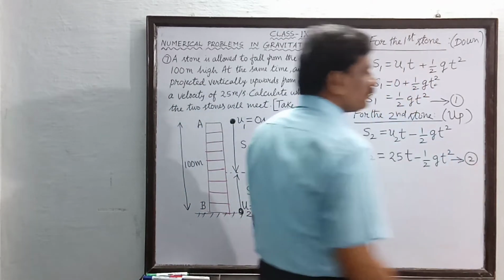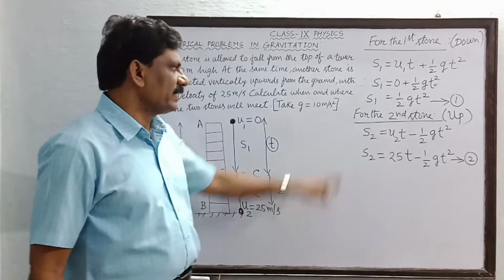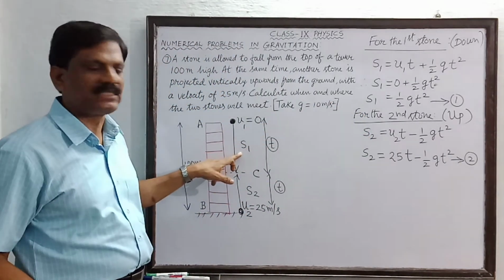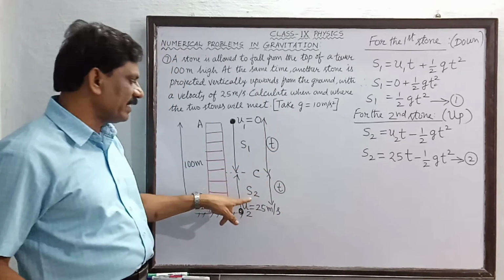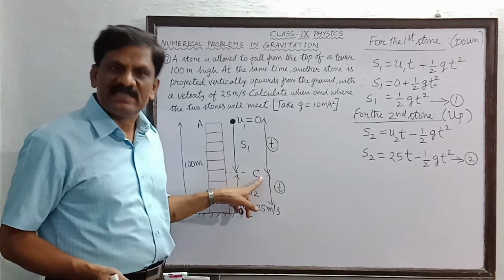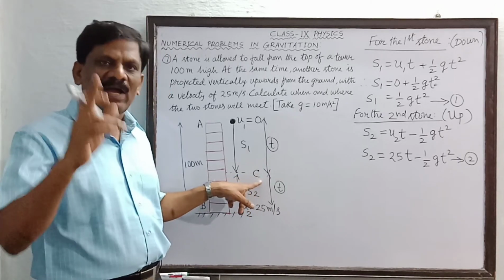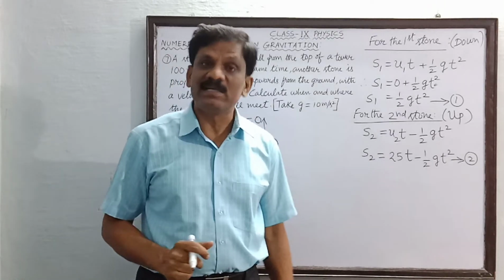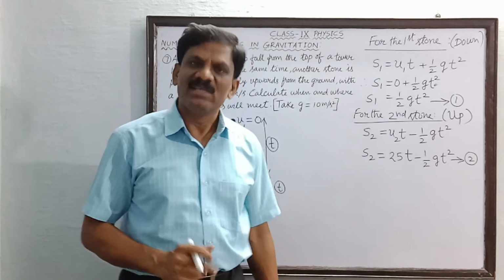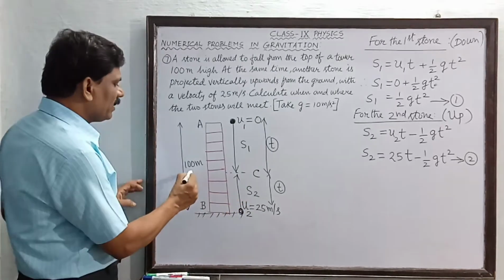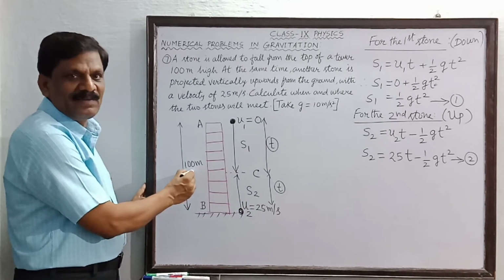Equation 2. S1 is the distance travelled by the first stone in the downward direction, S2 is the distance travelled by the second stone in the upward direction, and the meeting point is C. So at C, if you add S1 and S2, will it be equal to the height of the tower? That is very important to be understood. If you add the distance S1 with S2, that must be equal to the height of the tower, that is equal to 100 meter.